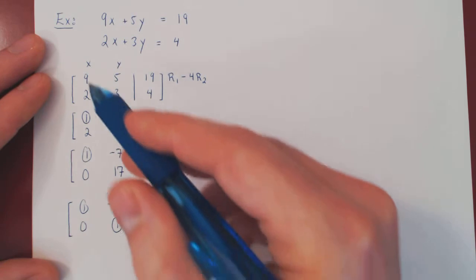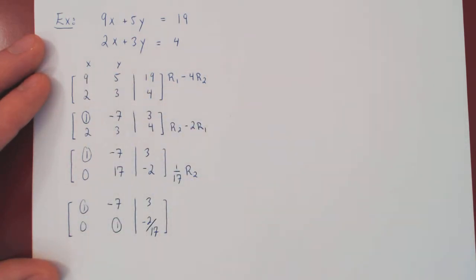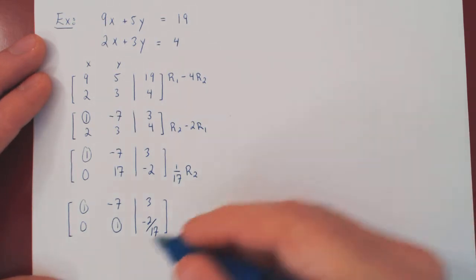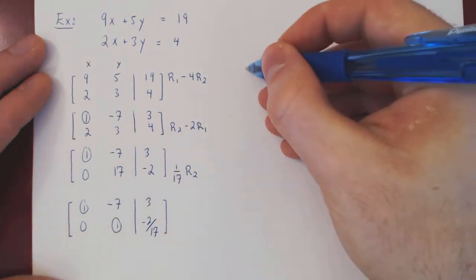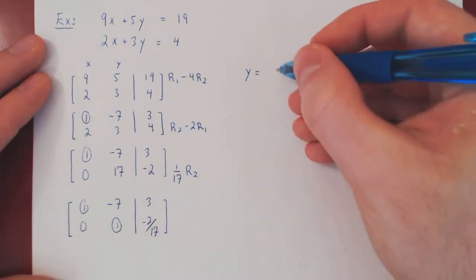And you can see as both x and y are leading variables, the system will have a unique solution. And now we can solve using backwards substitution. So we'll solve for y first. Using its leading one, y is negative 2 over 17.